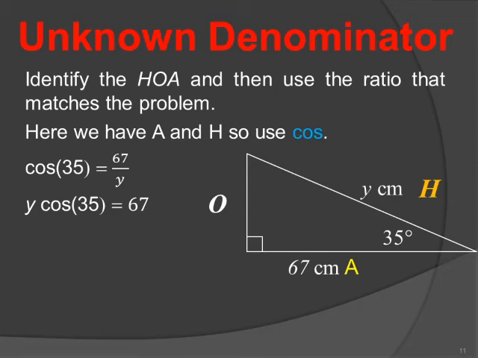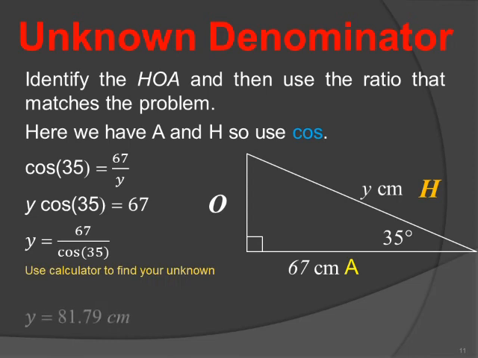Now, cos 35 is a number. So therefore, we've got y cos 35. If I had 3y is equal to 15, you'd say, well, divide both sides by 3, so y is 5. So cos 35 is just a number, so we're going to divide both sides by cos 35. We're going to get y is 67 over cos 35. Simple. Use calculator, and we find that y is going to be 81.79 centimeters. That's it.